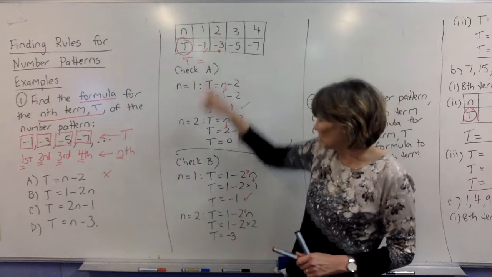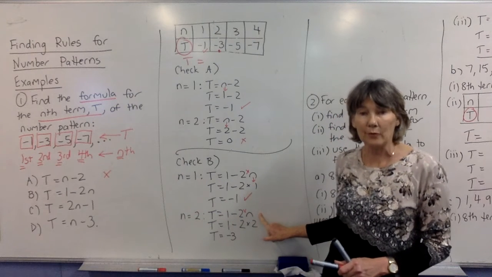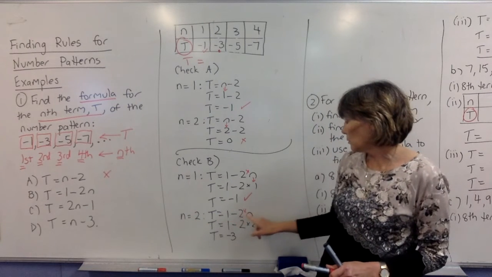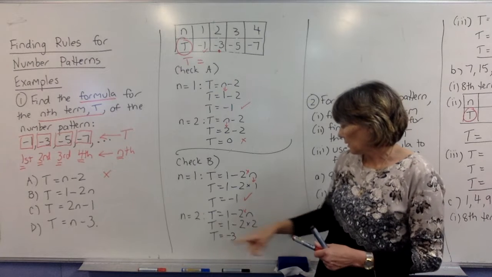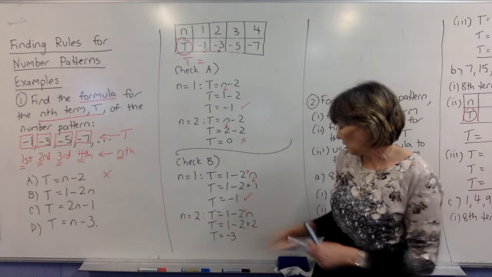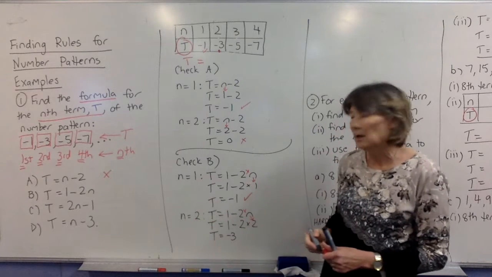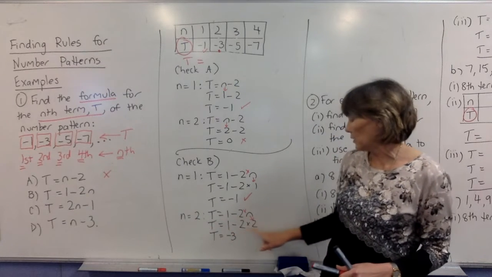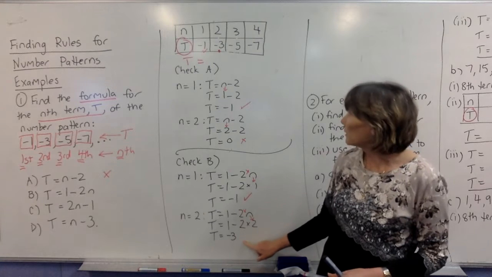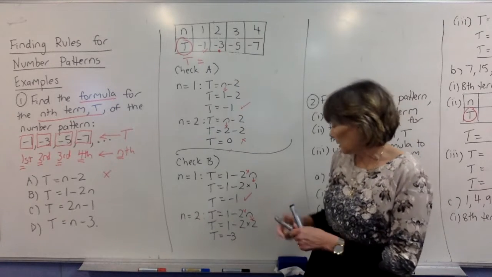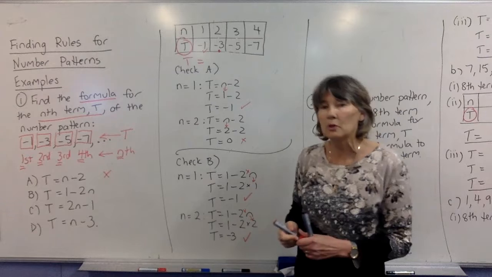We're going to take n equals 2 and put it into the same formula for B. T equals 1 - 2 times n. So it's t equals 1 - 2 times, we're putting 2 in for n this time, and if you use your calculator and do 1 - 2 times 2, you'll get -3. And that works out to be right this time, so let's keep checking.